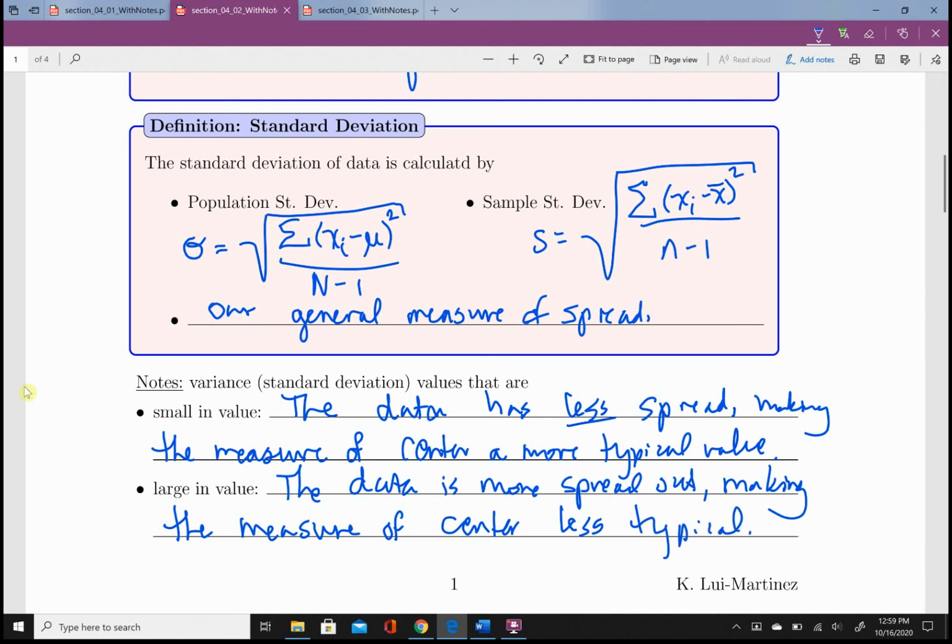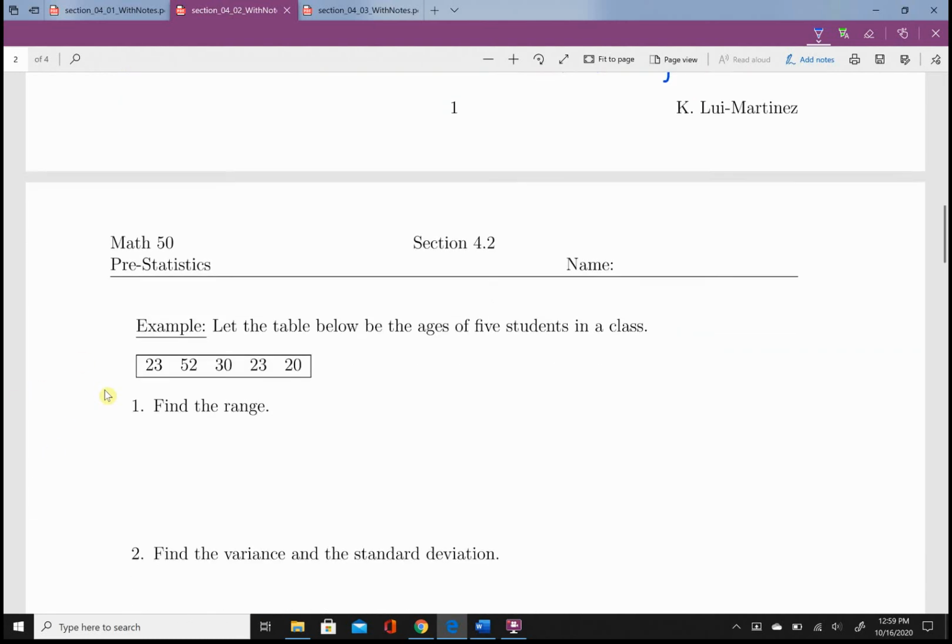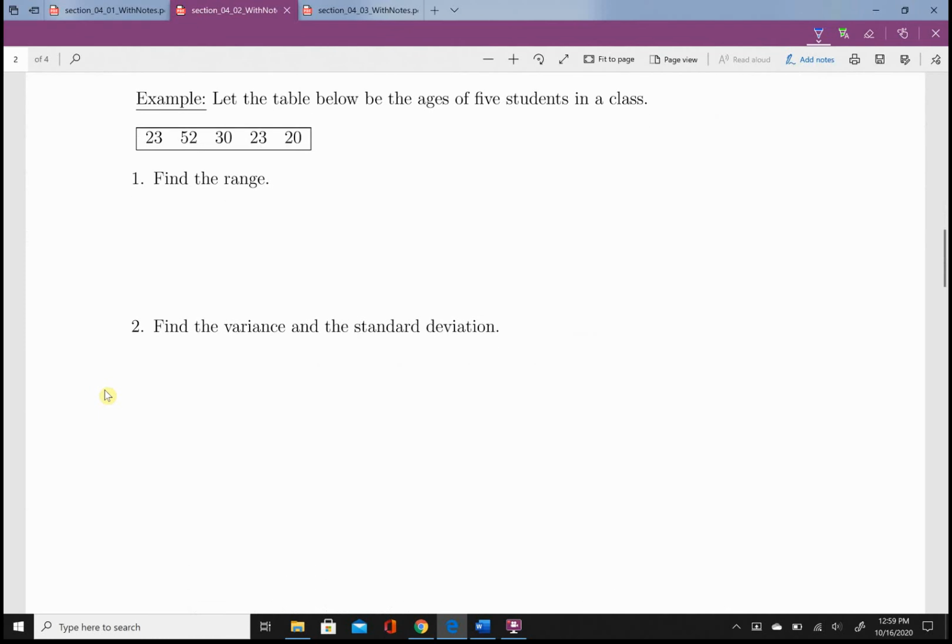Okay, what's next? Okay, here we go. Now, this next example is ages of 5 students in a class. So we're clearly in some sort of at least community college situation if we're talking about students in a class, because their ages are 23, 52, 30, 23, and 20. Finding the range and the variance and standard deviation.